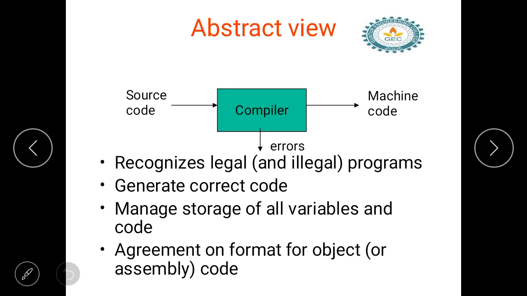Recognize legal programs. Generate correct code. Manage storage of all variables and code. Agreement on format for object code. So generating correct code means it produces correct machine level language from the high level language. Manage storage of all variables and code: all the data are available in the symbol table, and that symbol table is connected to the compiler.